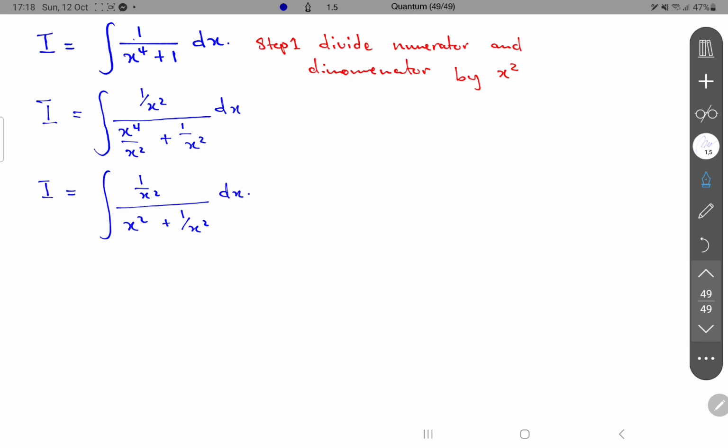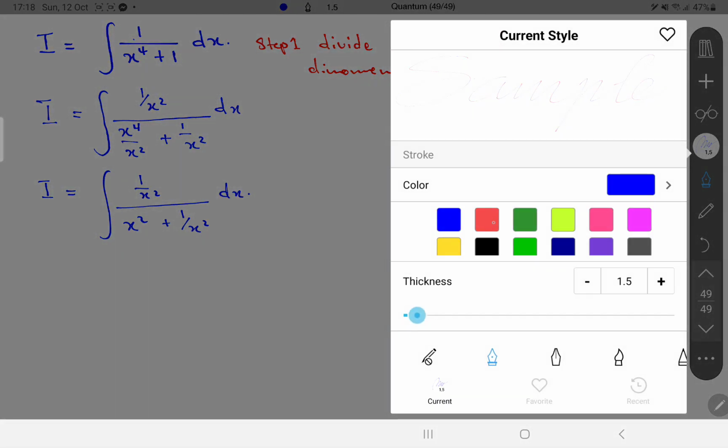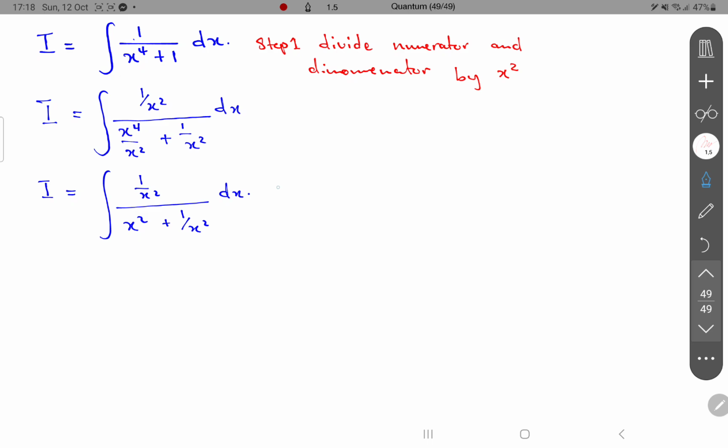If you look into this, for the denominator, you can use completing the square. We can complete the square on the denominator. How do we do it?